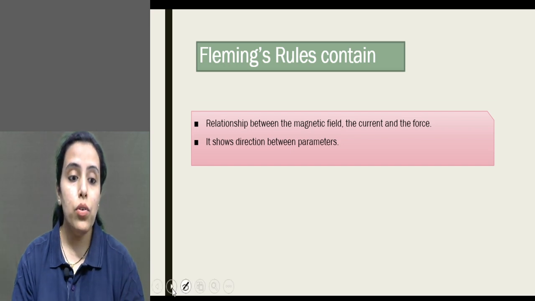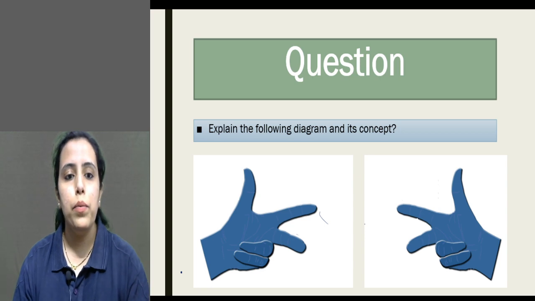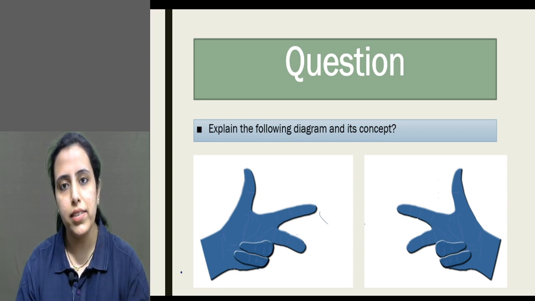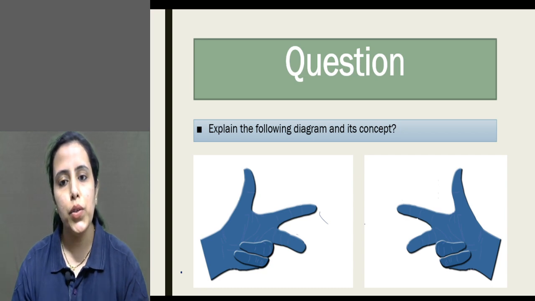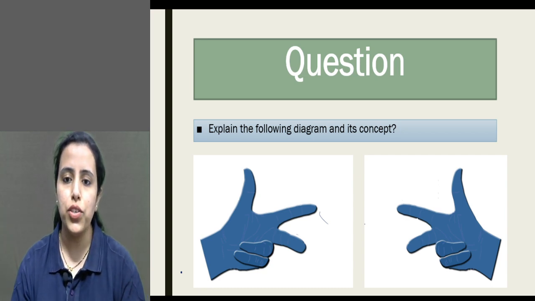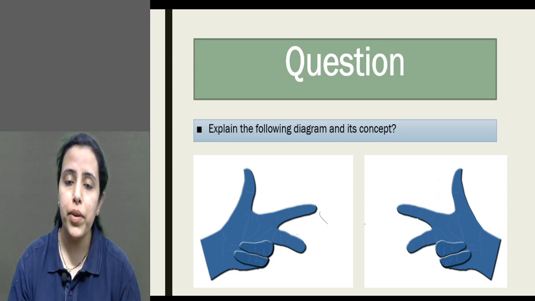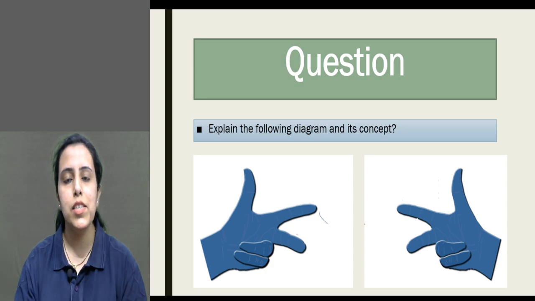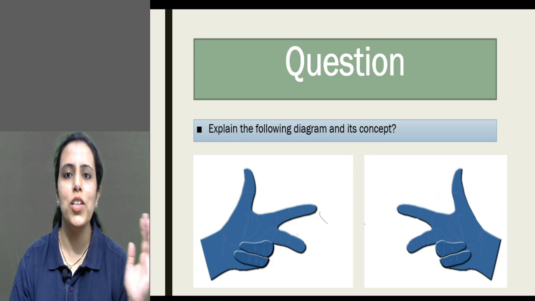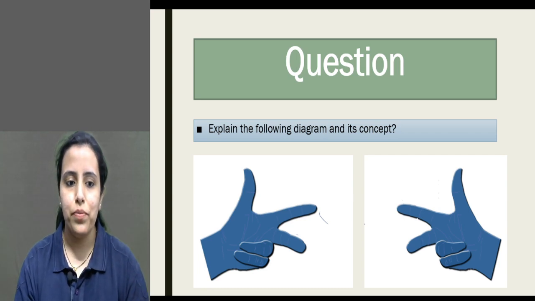Okay, so this question you can see on the screen: Explain the following diagram and its concept, Fleming's left hand rule and right hand rule. This question has frequently appeared in your past board examinations. So I'm sure that after attending this quick revision session, you will easily grab the marks if this question comes in your exam.